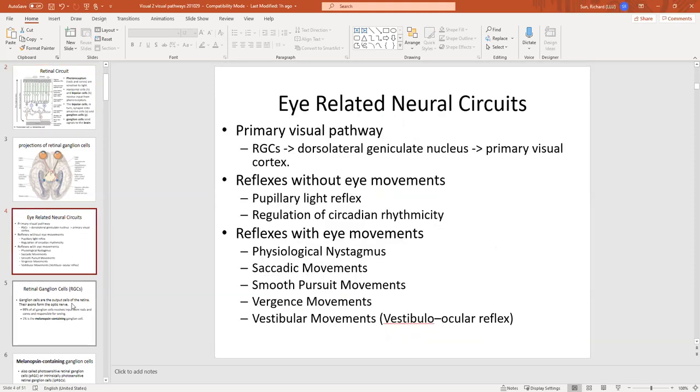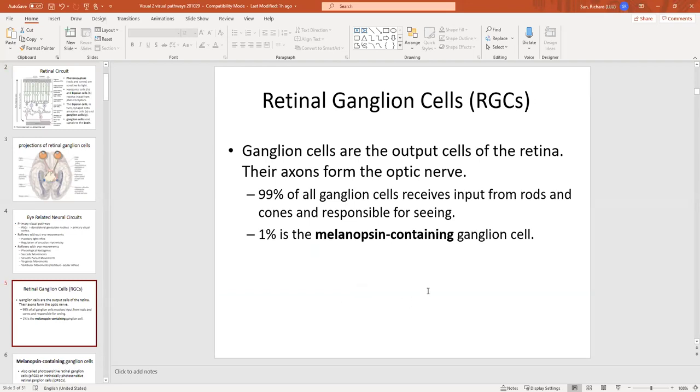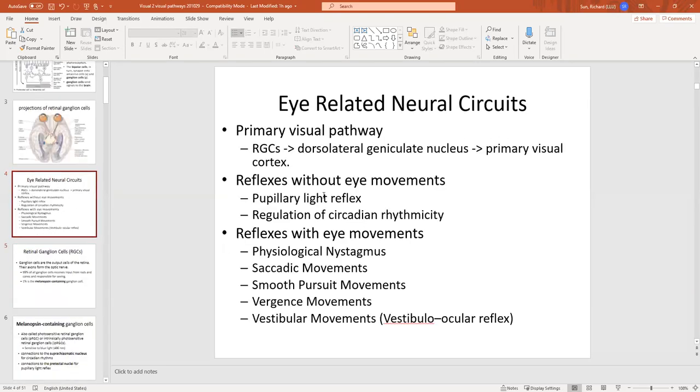That 1% of the retinal ganglion cells is the melanopsin-containing ganglion cell. So it has its own opsin. It has its own transducer to transduce the photon into the electric signal. Melanopsin, right? These cells play the major role in conducting two functions: pupillary light reflexes and regulation of circadian rhythm.